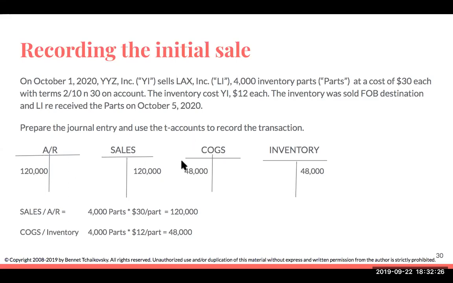At the same time, when I'm recording a sale, remember going back to that very first video when we were talking about the Costco example, I also have to show that inventory going off of my books. And so here, the 4,000 parts I sold cost me $12 each. So I'm going to be crediting inventory because my inventory is decreasing, for $48,000, and I'm going to be debiting cost of goods sold, which is really that expense that relates to the sale. Again, if you're not really familiar with this transaction, go back and take a look at my very first video in the series, and it'll probably give you a better perspective.